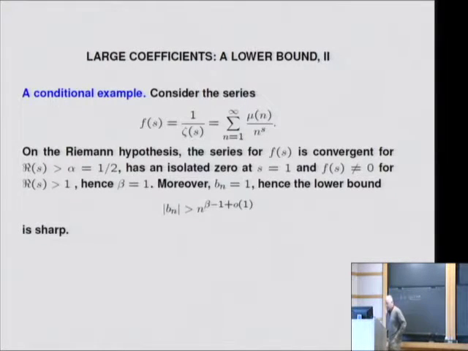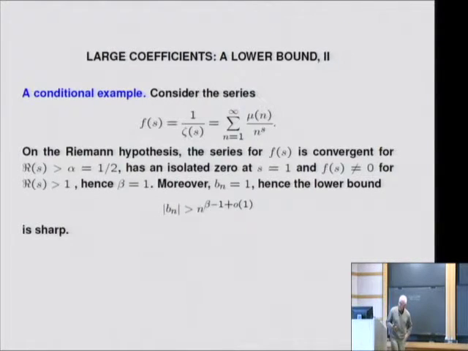So let's go back. Take now f to be 1 over zeta, because this conveniently has a zero at s equal 1. If you apply the lower bound on the Riemann hypothesis, I know that f is convergent for real part greater than a half. That was, in fact, shown by Stieltjes to be equivalent to the Riemann hypothesis back in 1884, something like that. As an isolated zero at s equal 1, f is not 0, so beta is 1, b_n is 1, so the lower bound is sharp, assuming the Riemann hypothesis.